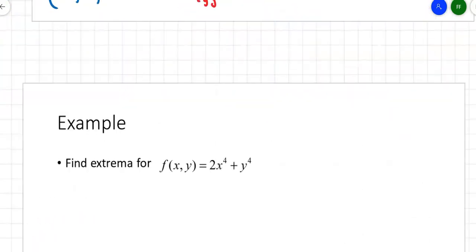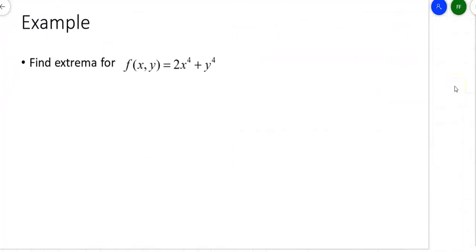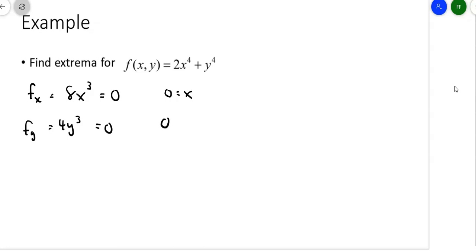All right, let's take a look at one more type of problem. Let's look at the extreme of f(x, y) = 2x^4 + y^4. All right, so take the partial with respect to x, and I get 8x^3. Take the partial with respect to y, and I get 4y^3. Set these equal to 0 to find my critical points, and I come up with x equals 0 and y equals 0. Okay, that is my critical point.